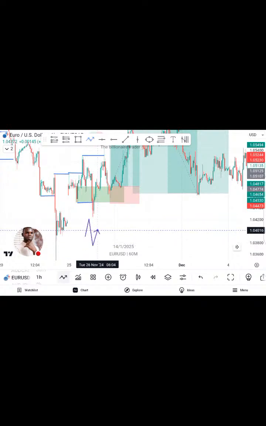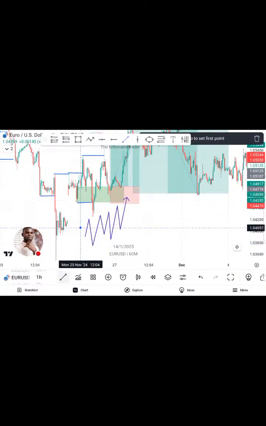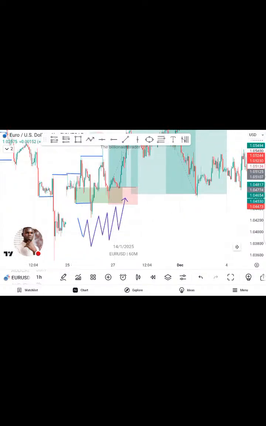Yes, we have the mitigation here. It's with the eye again. Then price invalidates it, expecting to sell with the eye. Then we have the next buy. So that's just it.